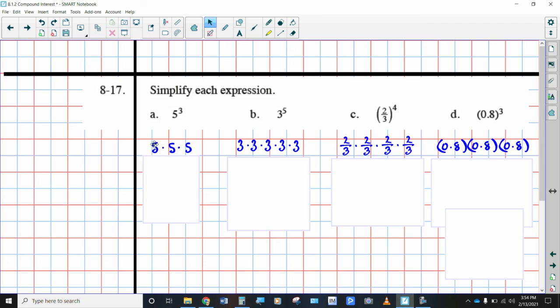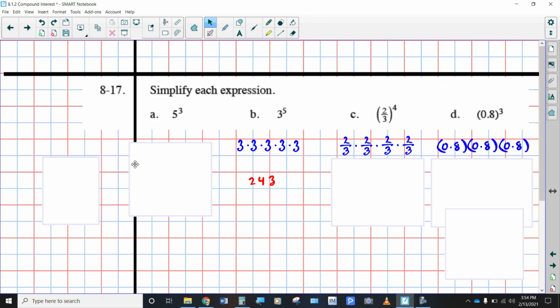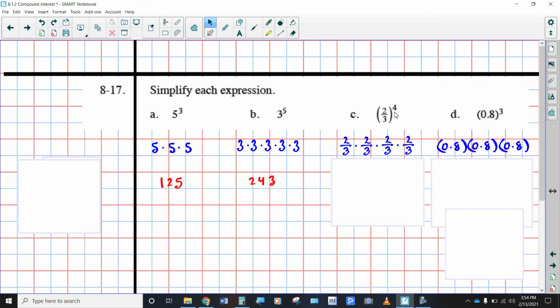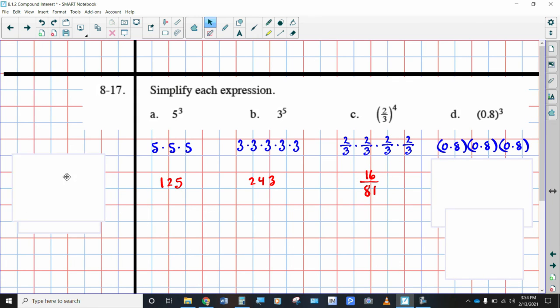So 5 times 5 is 25, times 5 again is 125. 3 times 3 is 9, times 3 is 27, times 3 is 81. And 81 times 3, if you think about it, that's 240 plus 3 must be 243. When you take a fraction and raise it to a power, the numerator is to the fourth power as well as the denominator. And if you expand it out, you see why. So 2 times 2 times 2 times 2 is 16, and 3 times 3 times 3 times 3 is 81.